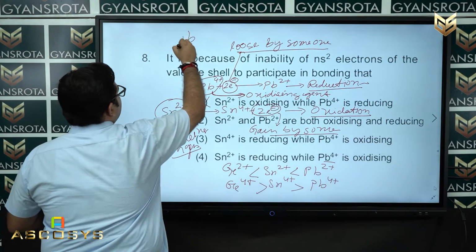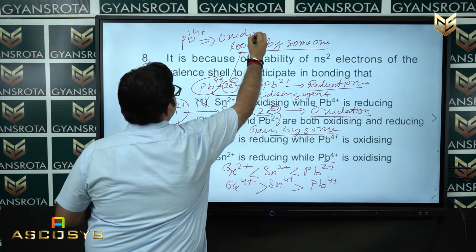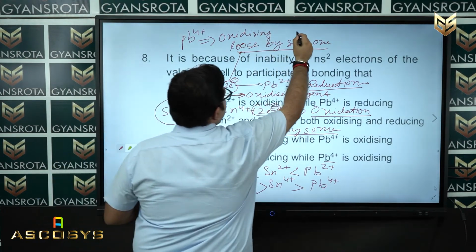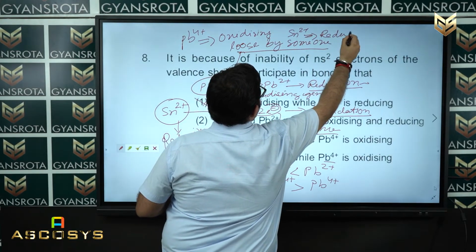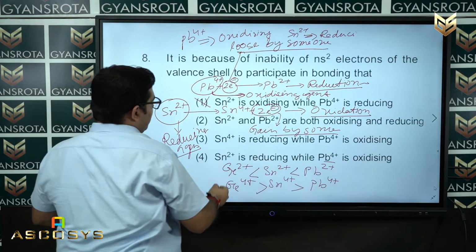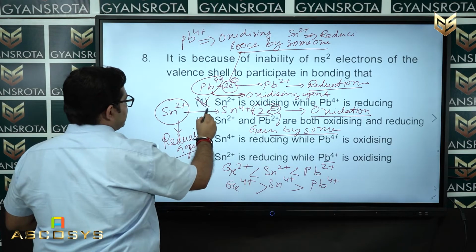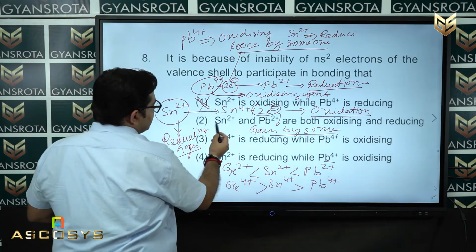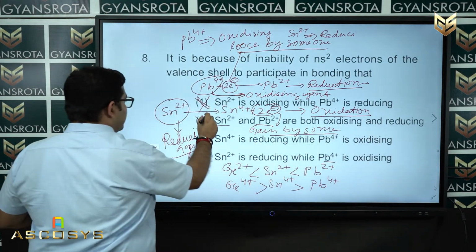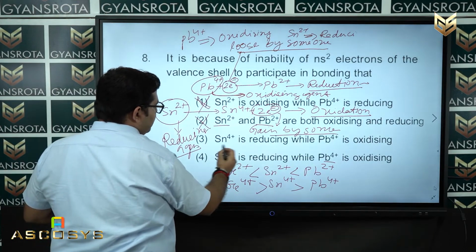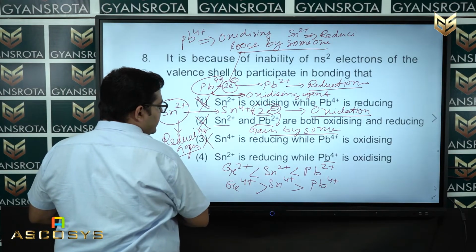So Pb4+ is your oxidizing agent and Sn2+ acts as your reducing agent. Now if you see among all the options, first option, Sn2+ is oxidizing, which is not possible because Sn2+ acts as your reducing agent. Second option, Sn2+ and Pb2+ are both oxidizing and reducing, no, it is not possible. Third option, Sn4+ is reducing, no, Sn2+ is reducing. So option 3 also we can neglect.